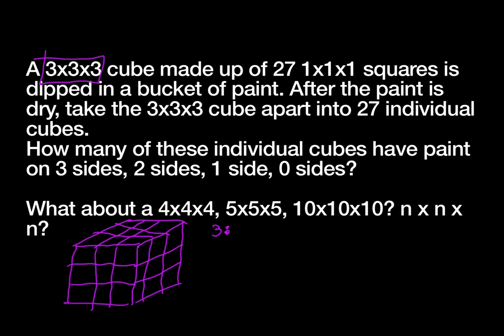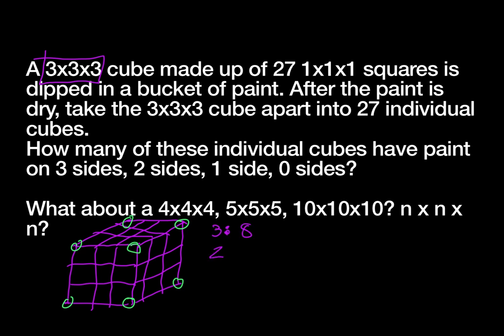Just if you're curious, in this one, 3 sides covered would be all of the corner pieces. So this one, this one, this one, this one, that one, this one, and then the one that we can't see that's hidden in the back. So 1, 2, 3, 4, 5, 6, 7, 8. There are 8 of them with 3 sides painted.